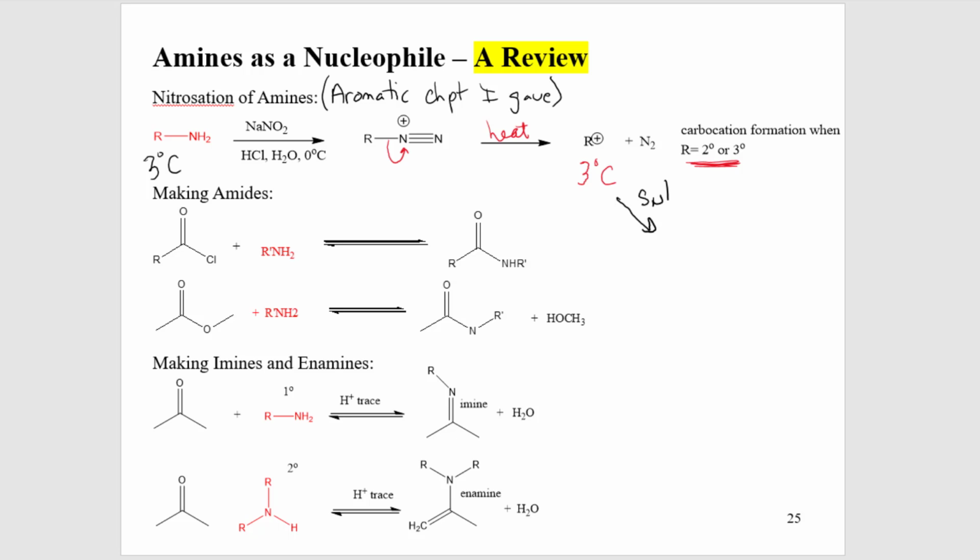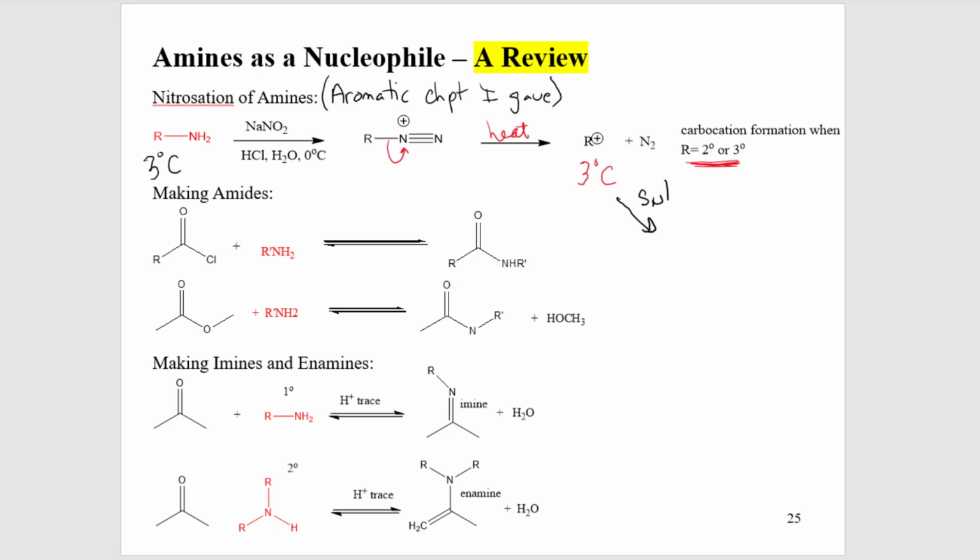You can also make amides with them. So here's where we were using them, right? We were using them to make an amide. We had an acid chloride or an ester, and under the right conditions, we were doing an in, up, down, out, and we were forming the amide. So we were using amines to form amides.